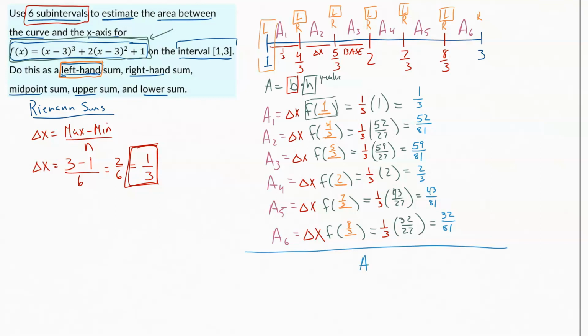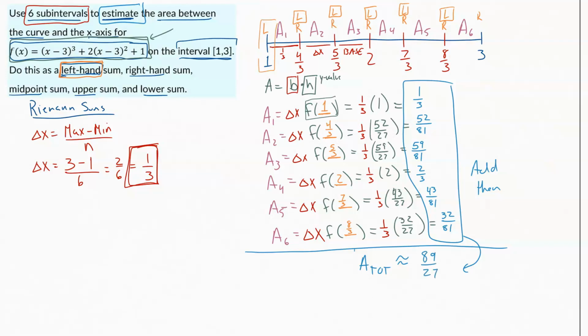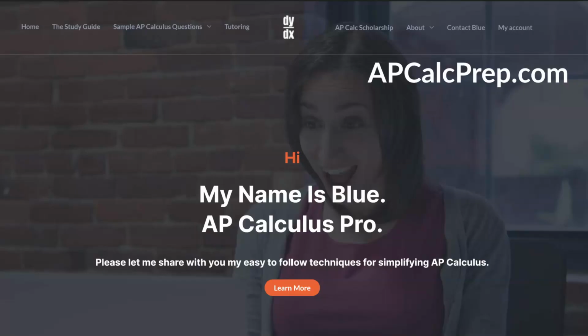And now to get our approximation, our estimate for that area, our total area would be approximated by taking all of these values here and you're just going to add them. So we add all of those values up. Again, pop that into your calculator, or do it by hand if you're unlucky enough to have to do it that way. But in the end, we're going to get out of here 89/27. So our left-hand estimate for what the area between the curve and the x-axis is for this specific equation would give us 89/27.